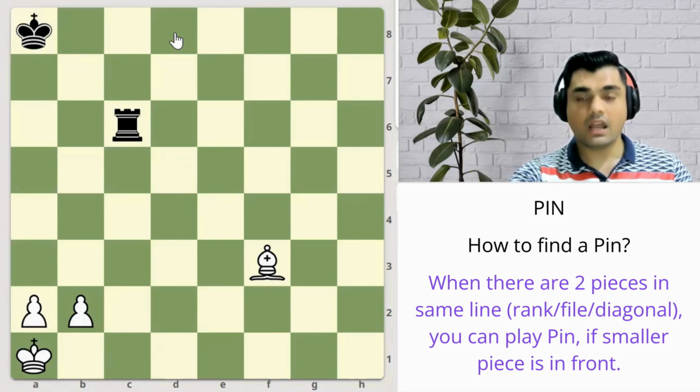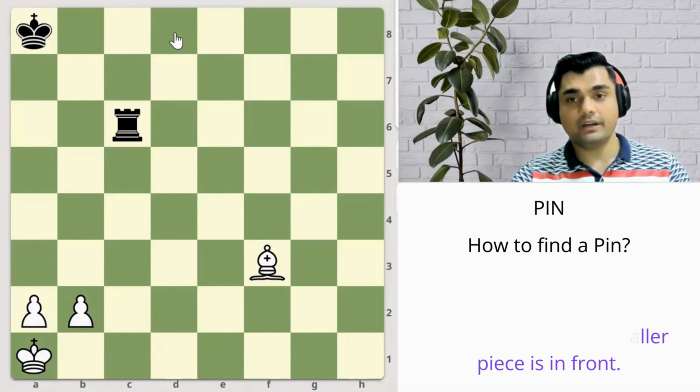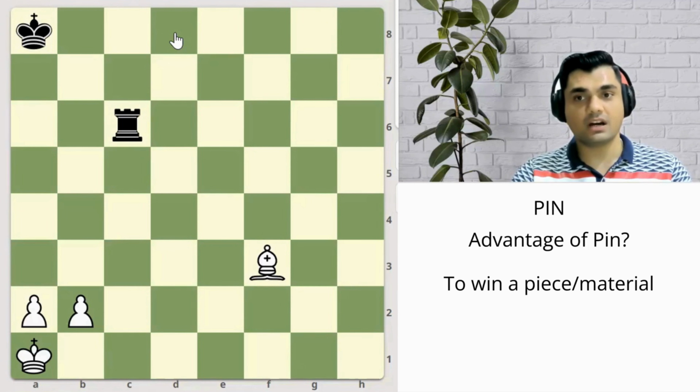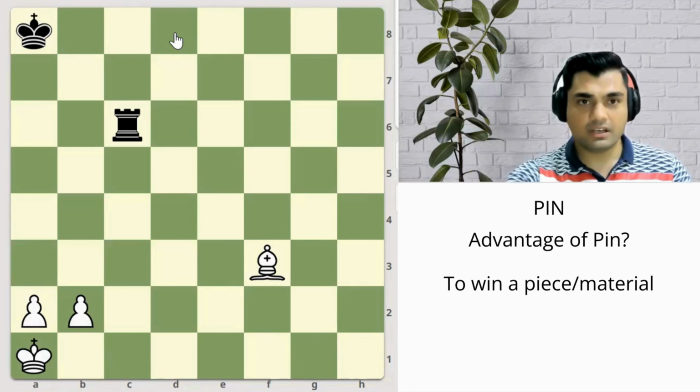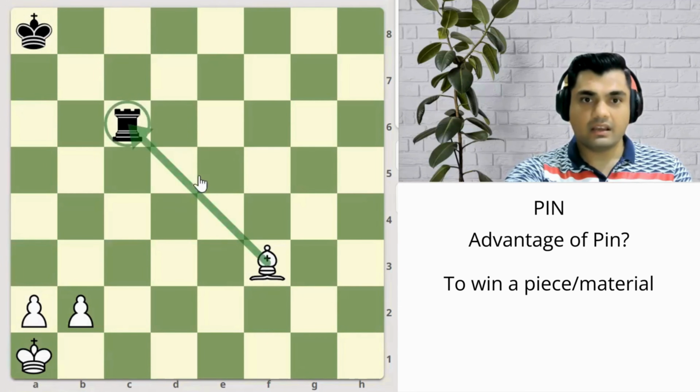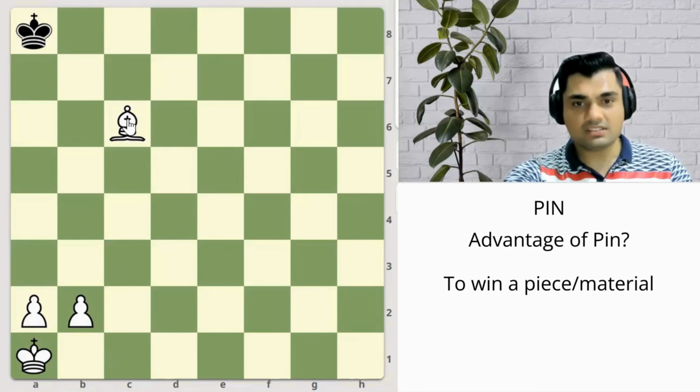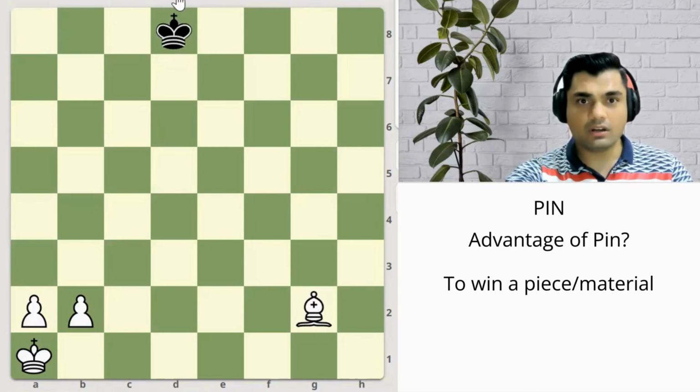Now coming to the third point, what is the advantage of a pin? In a pin, the advantage is most probably we will win the piece which is pinned. For example, here if it is white to play, we can directly capture the piece. Now in some cases you cannot win the piece directly because it is guarded. Let us say if I take this example.